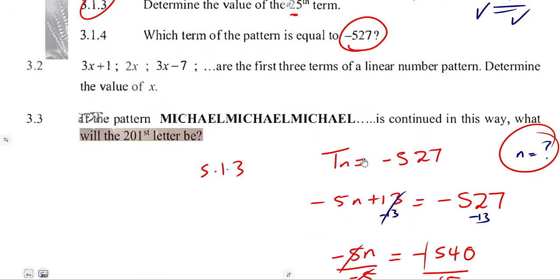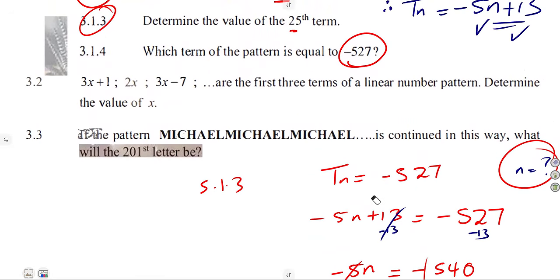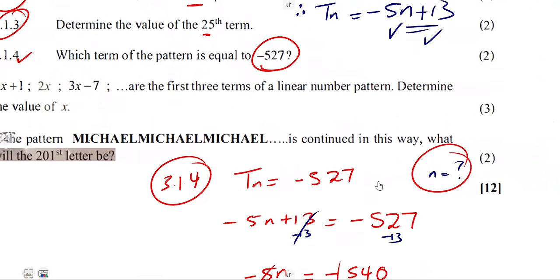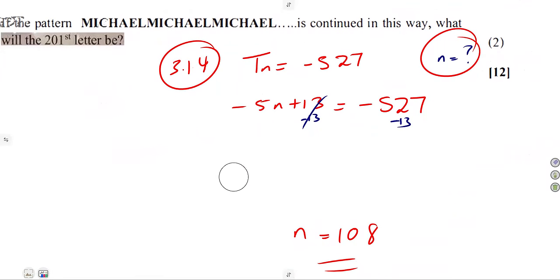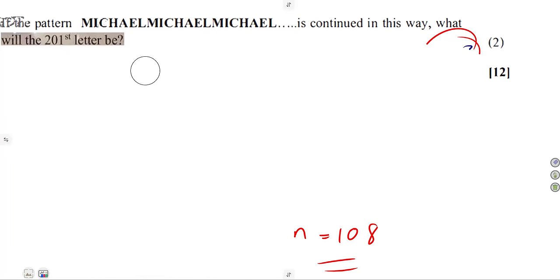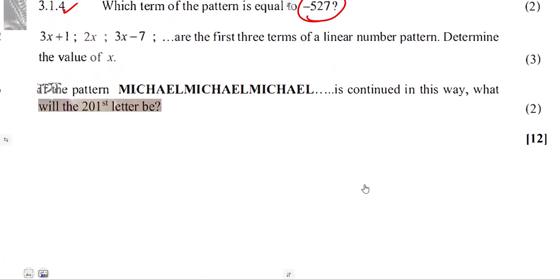It's supposed to be actually 3 point... well, where am I getting this numbering, guys? It's 3.14. All right, so that is it for 3.14. Just like that, guys, we're going to have our n as 108.